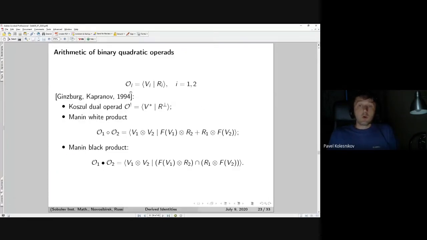Suppose we have two binary quadratic operads given in this way. The operations of Koszul duality and Manin products for operads were proposed by Ginzburg and Kapranov.